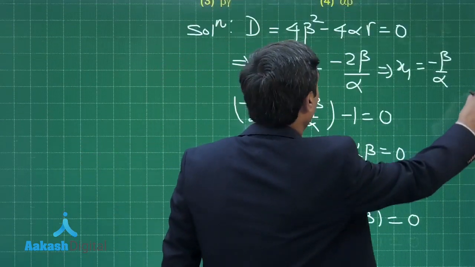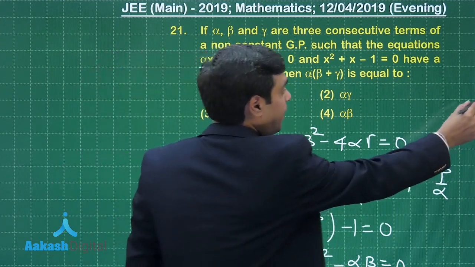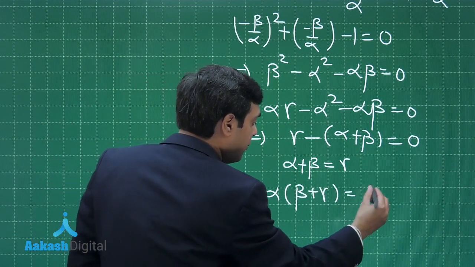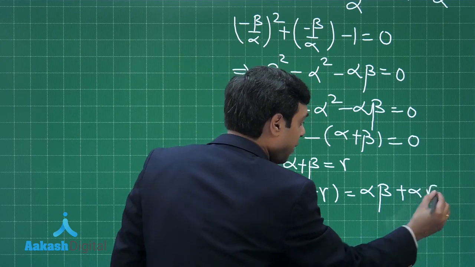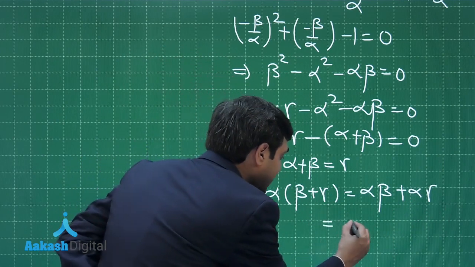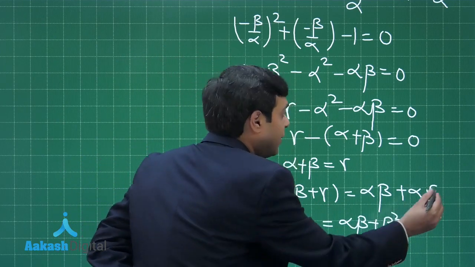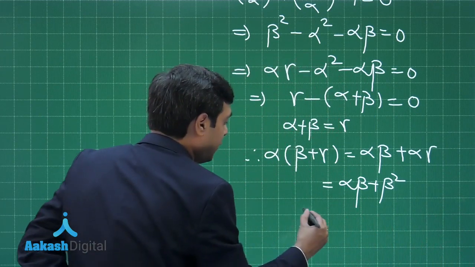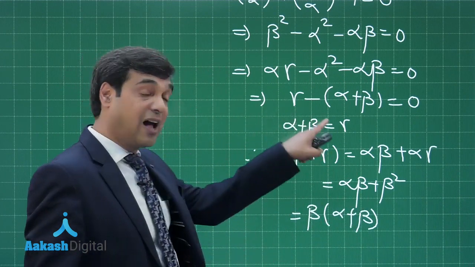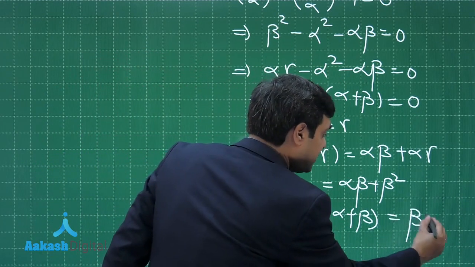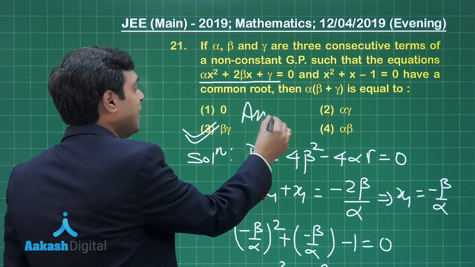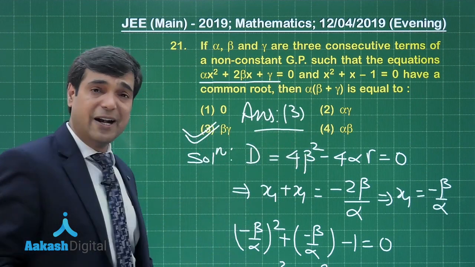Now let's see what is required. They are asking for alpha into beta plus gamma. So let's write down. Therefore, alpha into beta plus gamma, which can be written alpha beta plus alpha gamma. Correct. Now, what is alpha gamma? Alpha gamma is beta square. So it is alpha beta plus beta square, or you can take beta common to write beta into alpha plus beta. Alpha plus beta is gamma, so it changes to beta gamma. Let's check out from the given options. Beta gamma, that is option number 3, is the correct answer for this question. Let's move on to the next one.